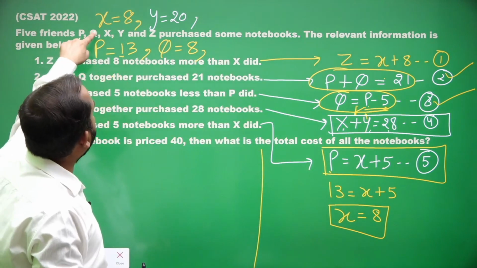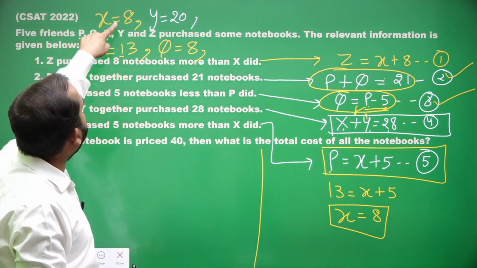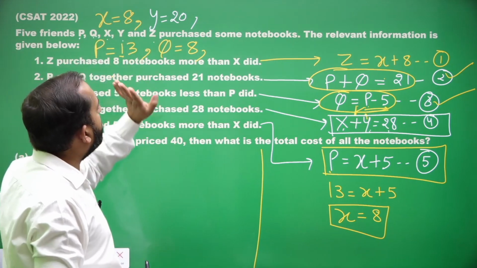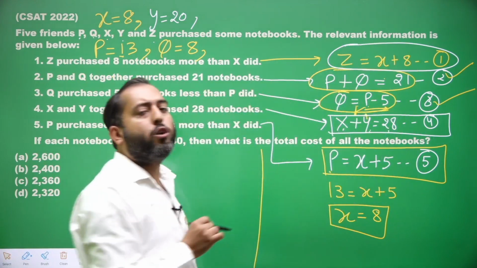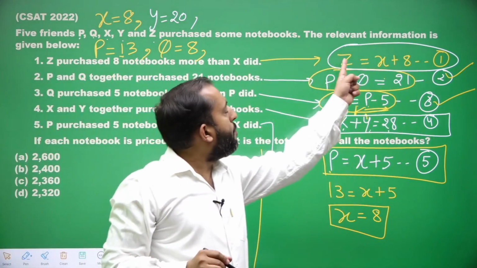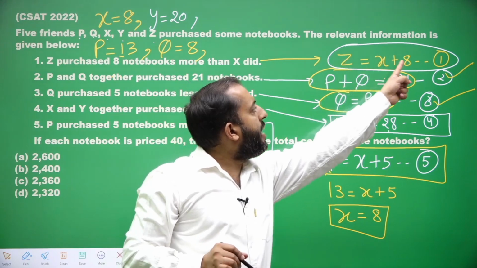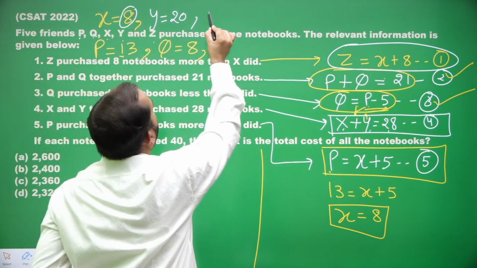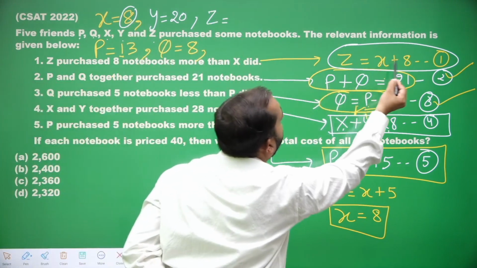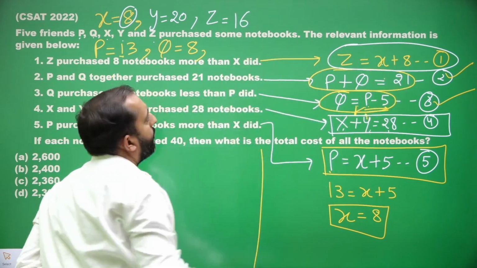Now what are we left out with? P, we have calculated. Q, we have calculated. X, we have calculated. Y, we have calculated. We are left out with Z. Use equation 1 to find out number of notebooks purchased by Z. Number of notebooks purchased by Z are 8 more than X. What is X? 8 here. So number of notebooks purchased by Z should be equal to 8 plus 8, which is 16.